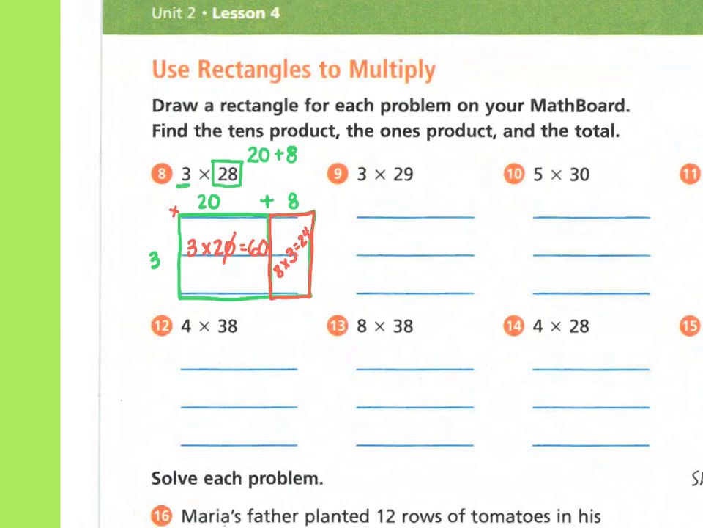I'm not done yet. I found the area of my 10 spot and the area of my 1 spot, but I need to combine those together using addition. 60 plus 24. 0 and 4 is 4. 6 and 2 is 8. The answer to 3 times 28 is 84.